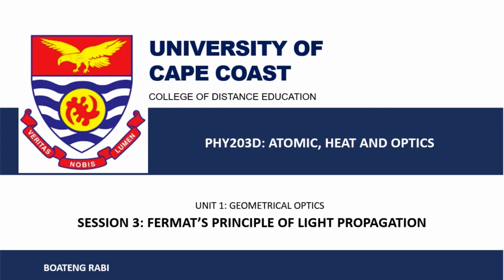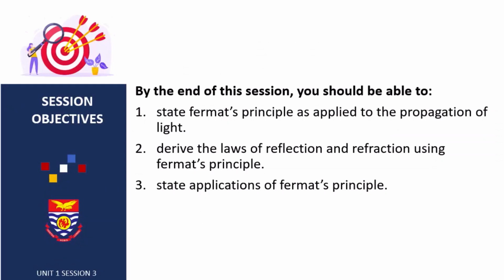Let's look at the objectives. So our first objective here is to state Fermat's principle as applied to the propagation of light, derive the laws of reflection and refraction using Fermat's principle, and also state the applications of this principle.